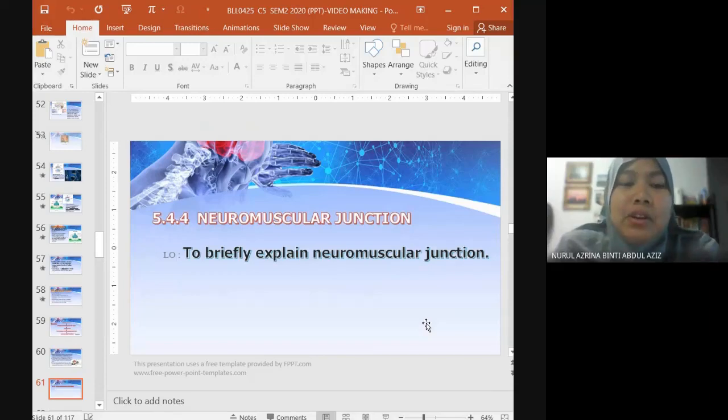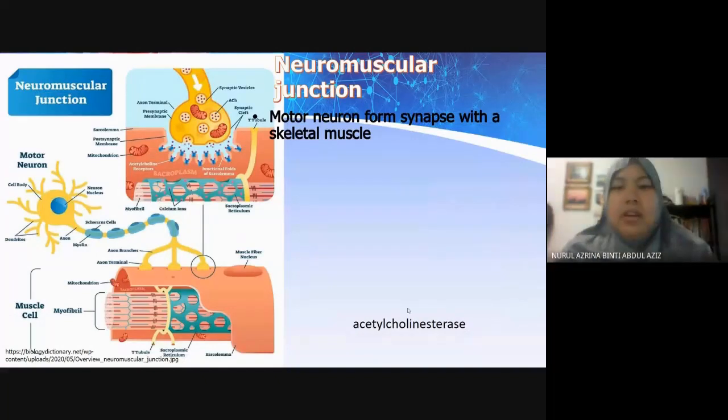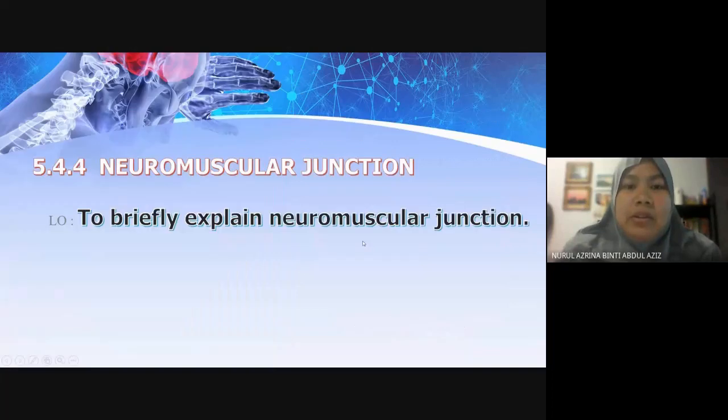Now let's go on with explaining the neuromuscular junction. Okay, so our learning outcome now, we finish with cocaine addiction. Now our learning outcome is to briefly explain the neuromuscular junction.